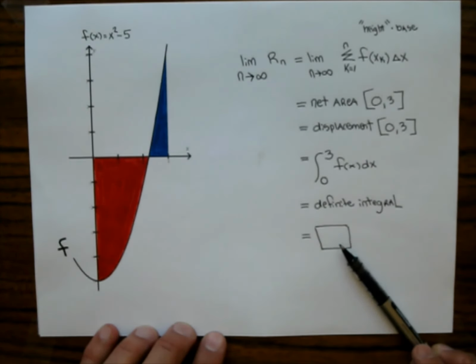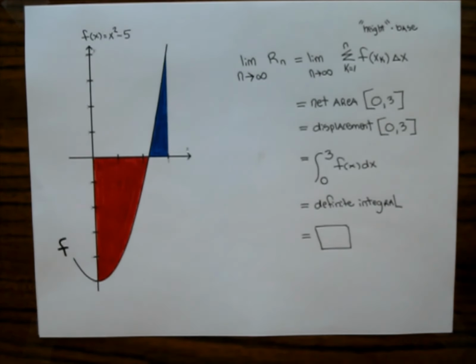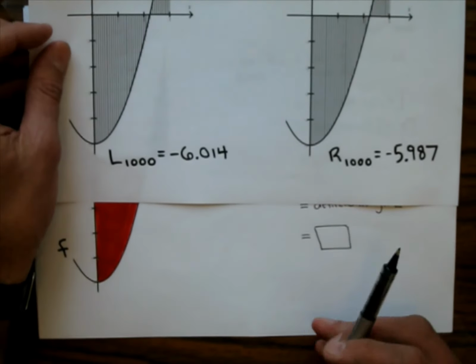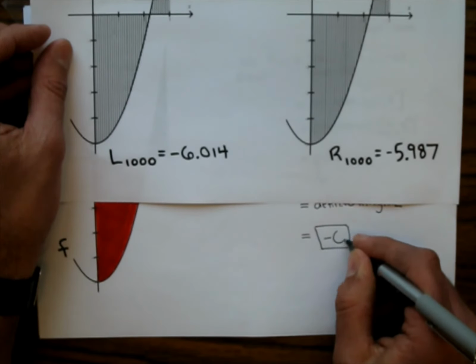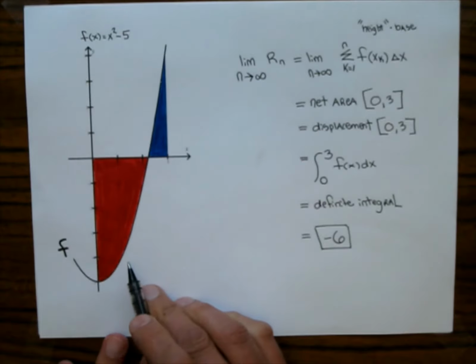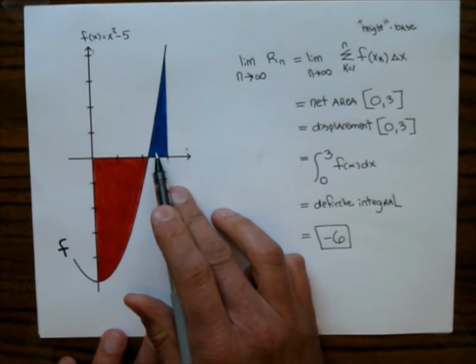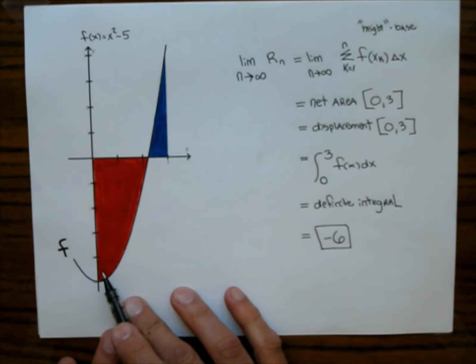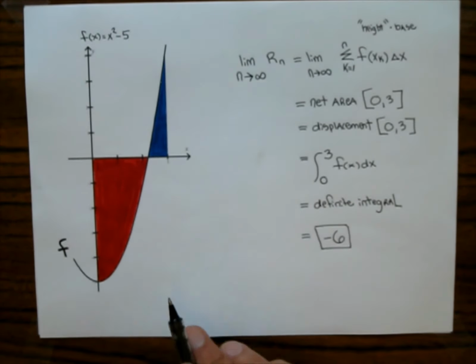We have to guess the answer. So what do you think our answer is? Well, when we saw this right here, hopefully you guessed that these are getting closer and closer to negative 6. So negative 6 really is the net area. It's the blue area minus the red area. And so you're actually at a deficit because there's more of the red than there is of the blue. And so that is what this is about.